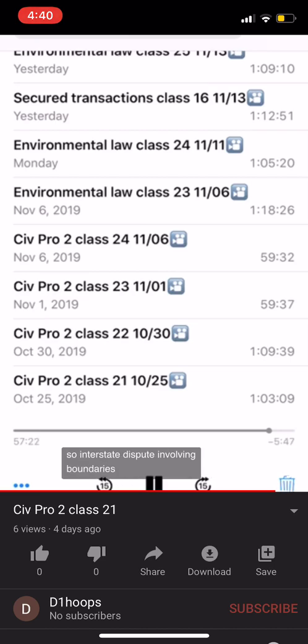So interstate disputes involving boundaries, rights and obligations of the U.S. itself. When you get your tax refund check and you sign it over to a holder in due course, is the U.S.